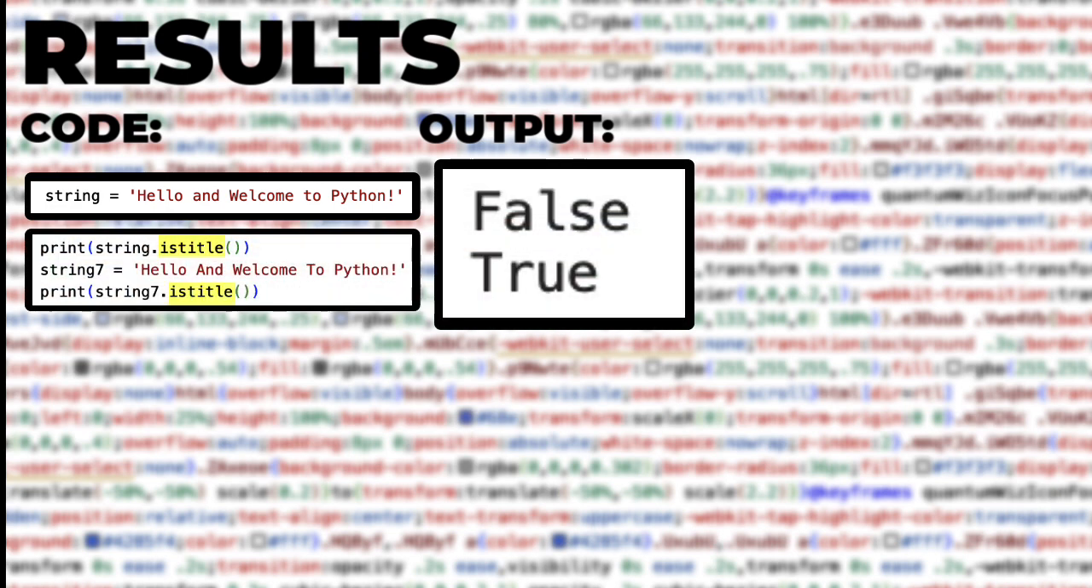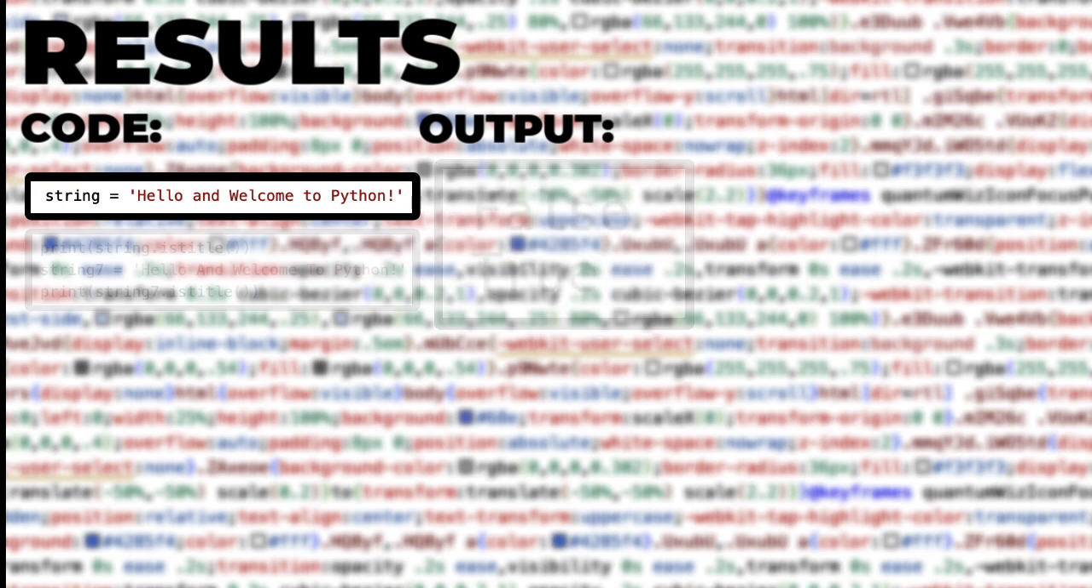Next up, we will be using istitle. This checks if all the words in the string start with a capital letter, making it a title. So our original string does not classify as a title, so it returns false. But then we have this new string where I've changed all the words to start with a capital letter. This returns true as it is a title.